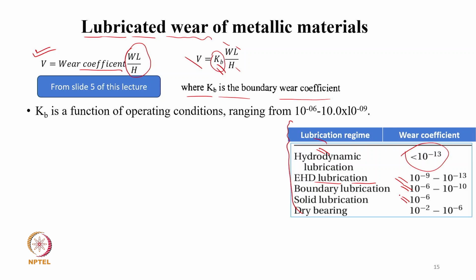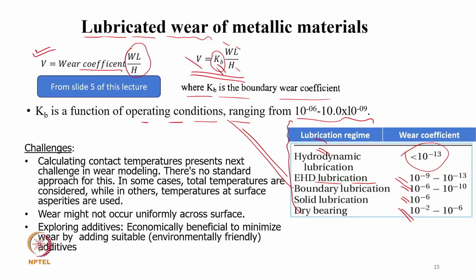Again, solid lubrication, it comes around 10 to minus 6. Of course, they have given a fixed value, it is not varying. In the dry case, it gives a value of 10 to minus 2 to 10 to minus 6. If I take this as a table, we can represent the equation like this, but here KB has to be a function of the operating conditions, and its value may vary from 10 to minus 6 to 10 to minus 10. That's where a wider situation, almost 10,000 times difference, is coming. So we need to use this very carefully.